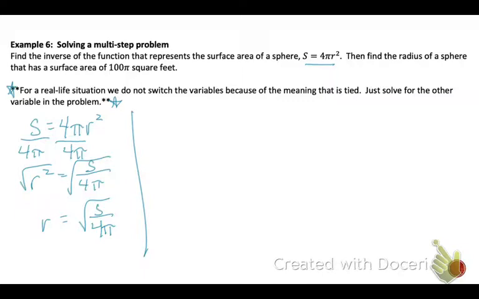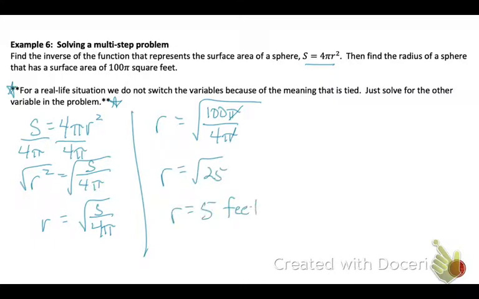So now we're going to answer the second part of the question, finding the radius by plugging in 100 pi for surface area. You won't even need a calculator for this because your pi's will divide out. 100 divided by 4 is 25, and the square root of 25 is 5, and it's only positive 5 because we're talking about a measurement. So the radius will be 5 feet.